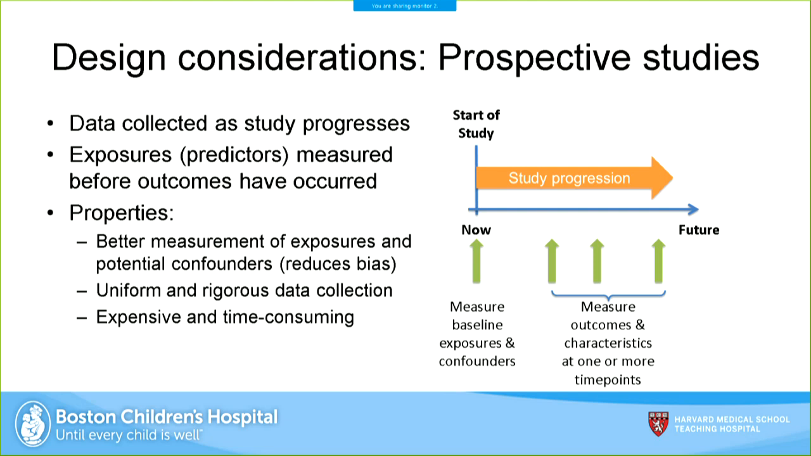So the properties of prospective studies are that this usually has better measurement of exposures and potential confounders, thus reducing bias. Because you're collecting data as you go forward, you're likely to have more uniform and rigorous data collection compared to retrospective studies. The downside is generally prospective studies would be more expensive and maybe more time consuming to conduct.